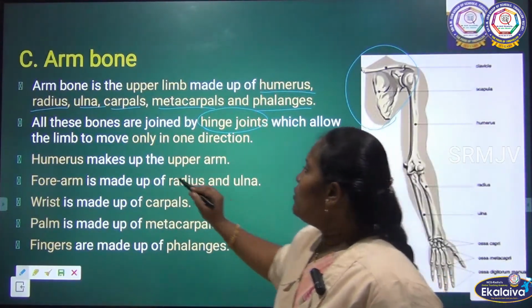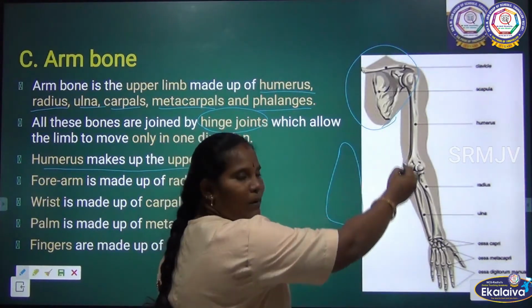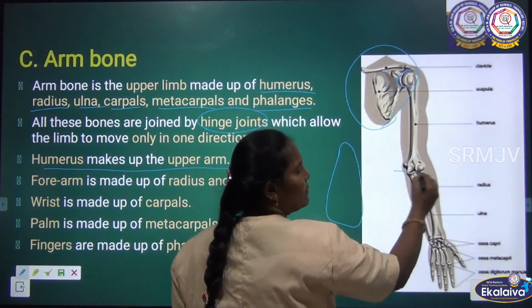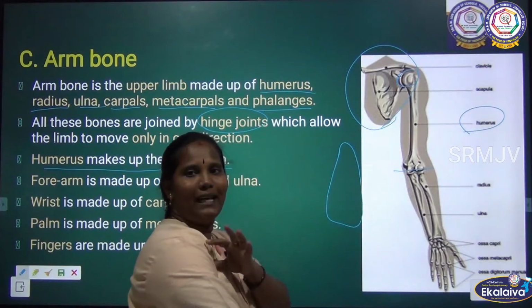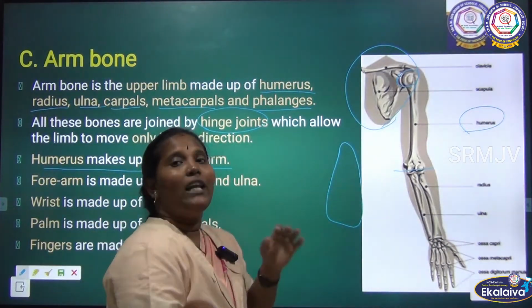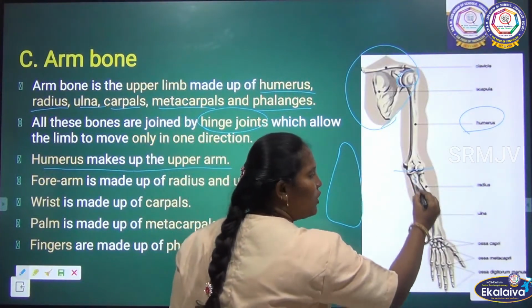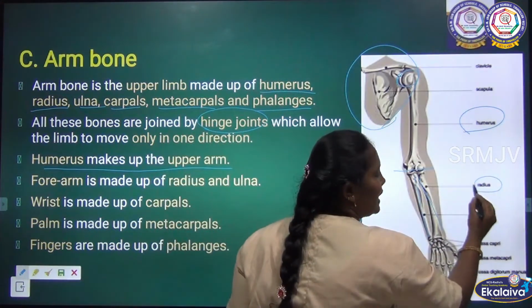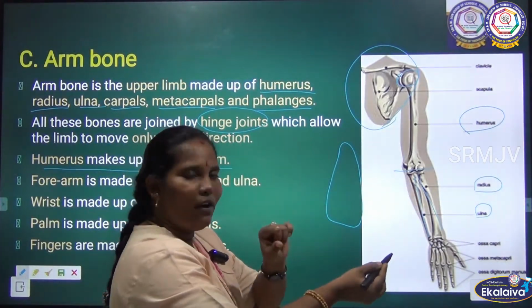Then the humerus makes the upper arm. Here it is made up of some differences. First, the ball and socket joint from here. And at the elbow, it is called the humerus. Humerus is a lengthy bone, a single bone. It is the upper arm. Then after the elbow our forearm is there. This forearm is made up of two bones. One is called the radius, another one is the ulna. Radius and ulna, two bones are joined in the forearm.